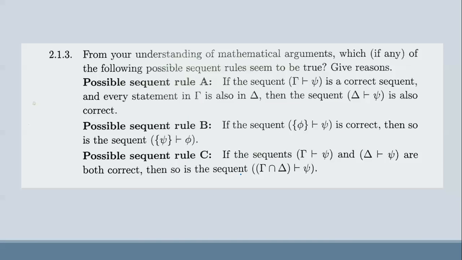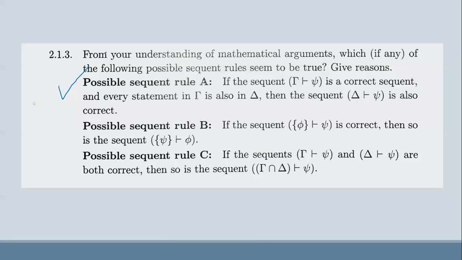Next, from your understanding of mathematical arguments, which, if any, of the following possible sequent rules seem to be true? Give reasons. The first one, sequent rule A. If the sequent gamma entails psi is a correct sequent, and every statement in gamma is also in delta, then the sequent delta entails psi is also correct. I am going to say that that is a true rule.